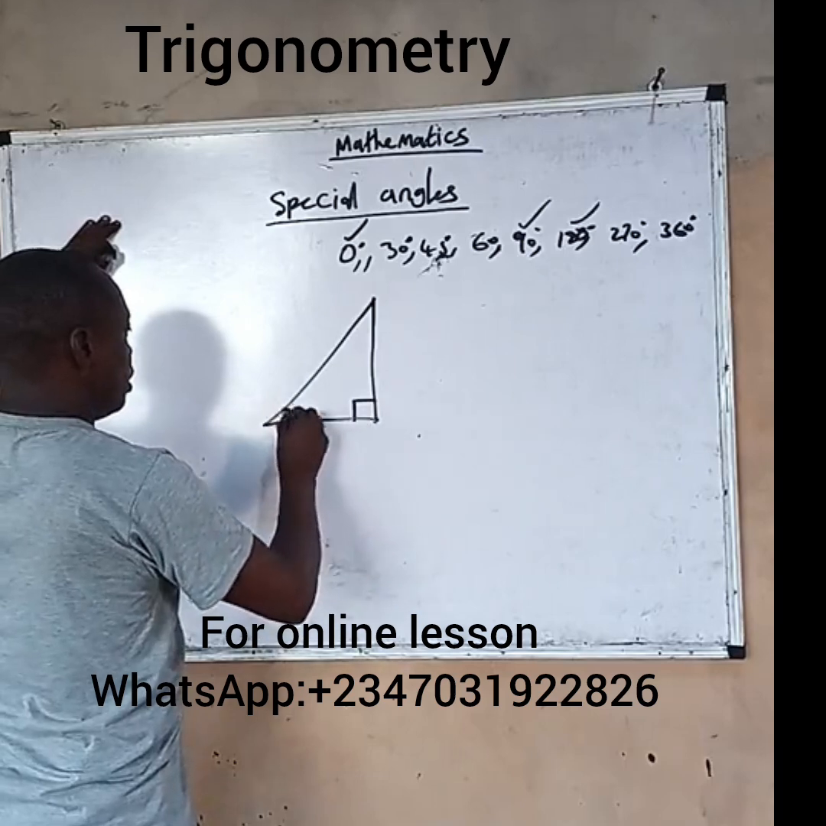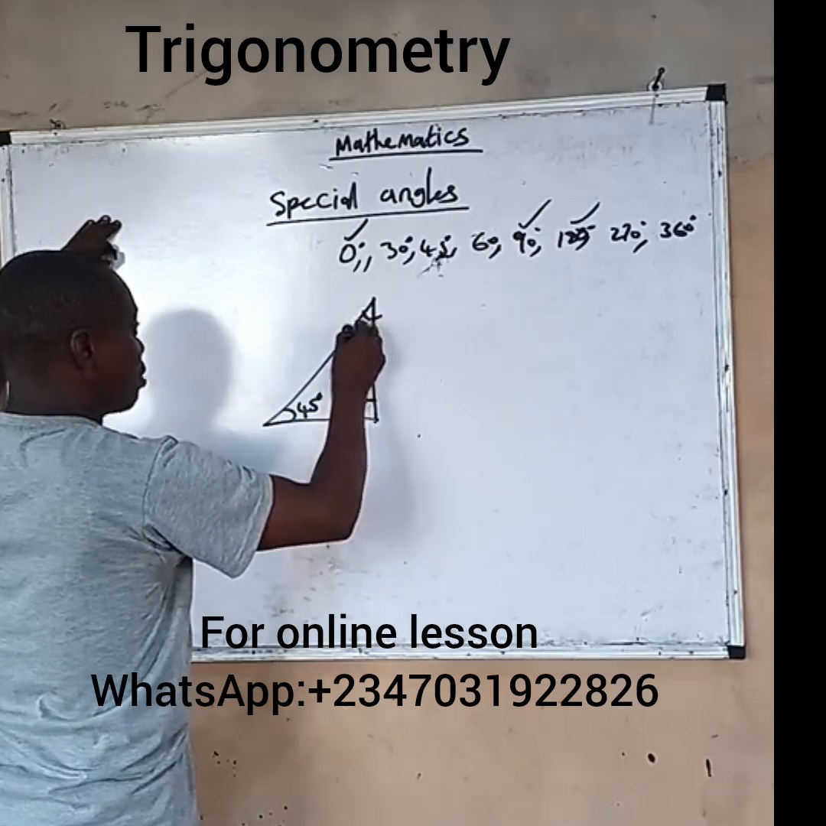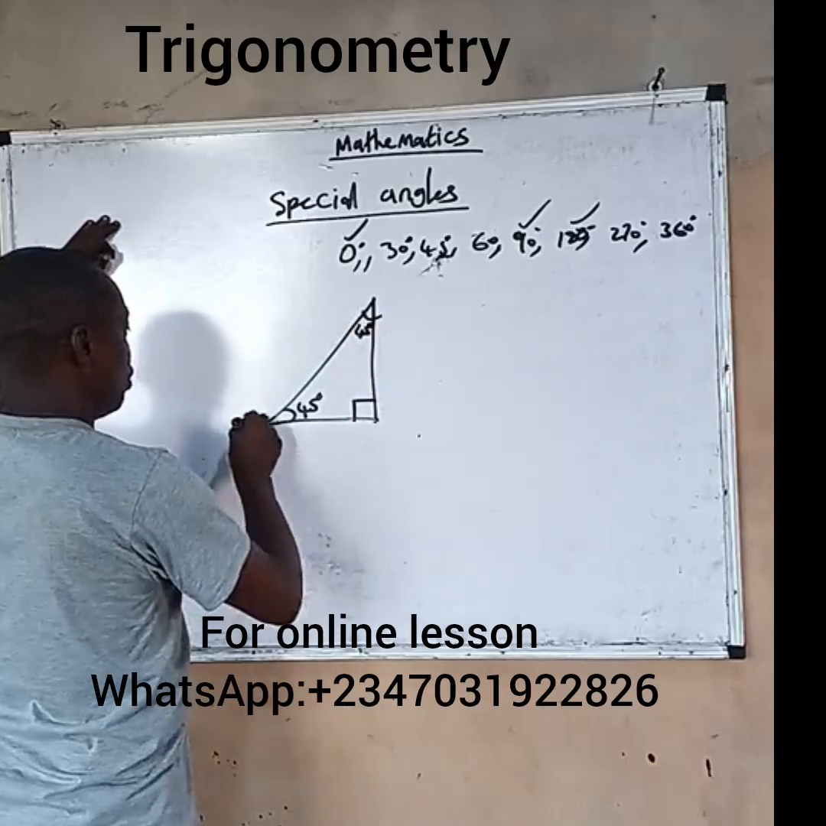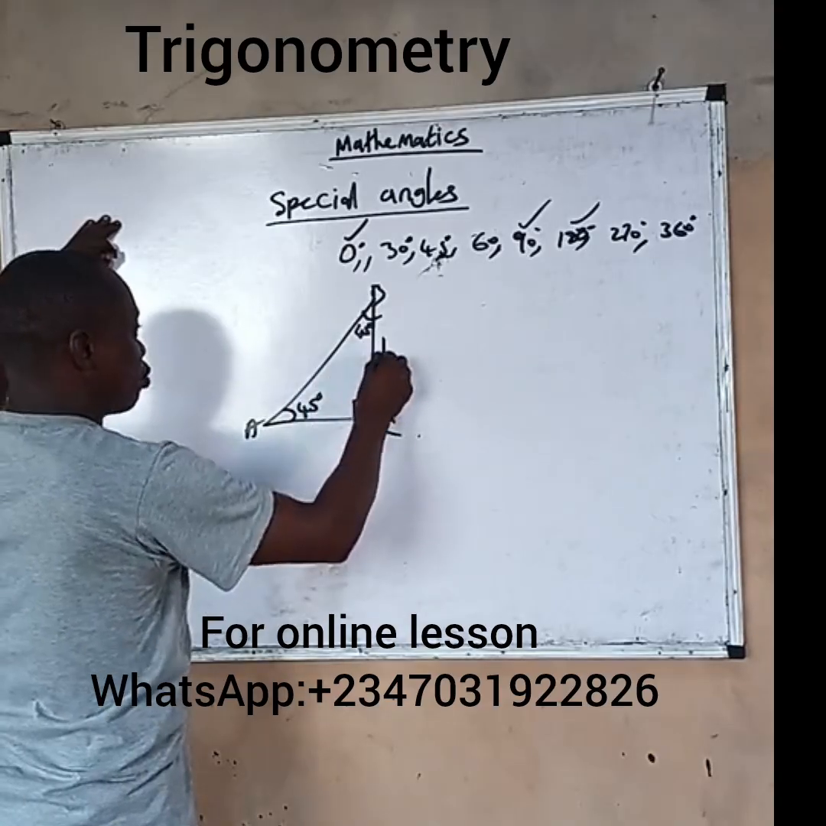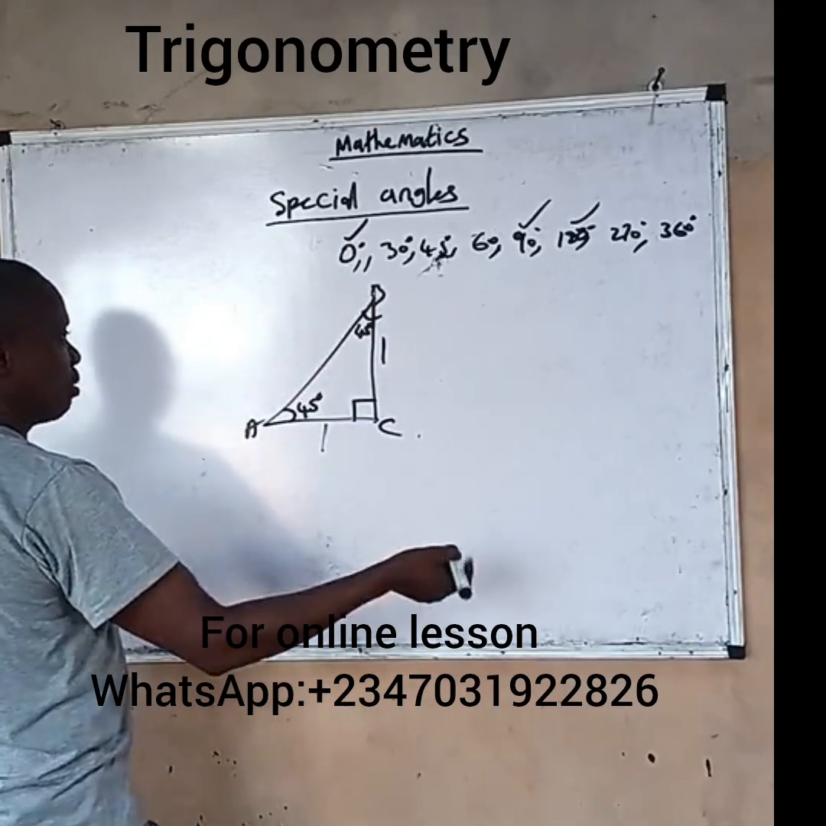This is 90, here is 45, here is 45. That's also an isosceles right angle triangle. We have an isosceles triangle, and we have an isosceles right angle triangle. So if here is A, here is B, here is C, in this case we assign here as 1 unit, here as 1 unit. Then we have to calculate here using the Pythagoras theorem.